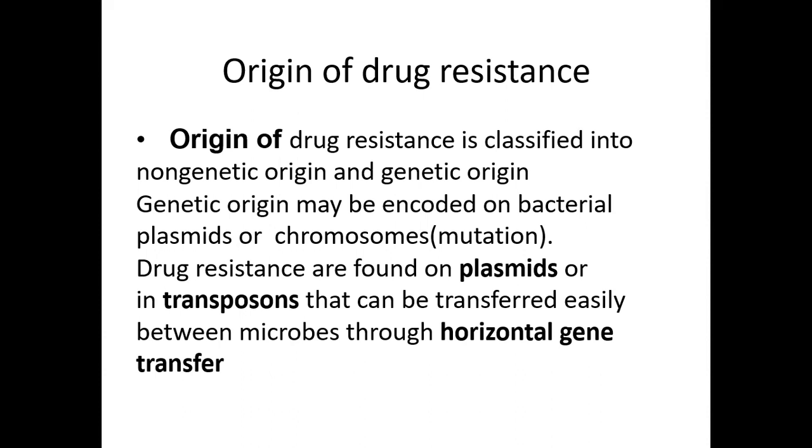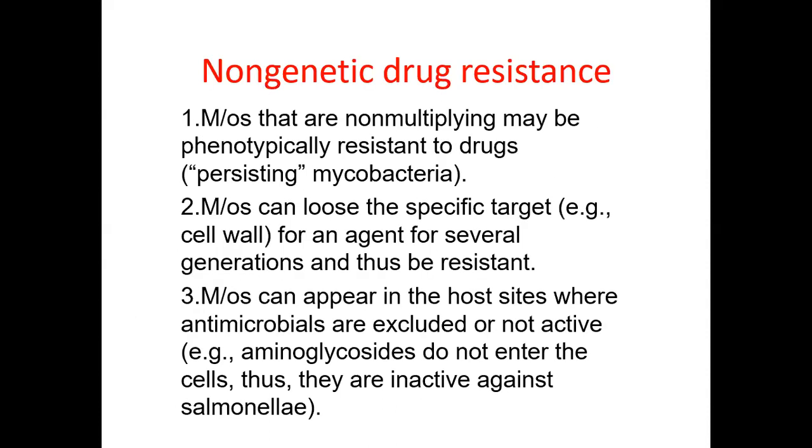So we have two types of resistance. The origin of drug resistance is classified into non-genetic origin and genetic origin. Genetic origin may be encoded on bacterial plasmids and chromosomal mutation. Drug resistance genes are found in plasmids or in transposons that can be transferred easily between microbes through horizontal gene transfer. Non-genetic drug resistance: microorganisms that are non-multiplying may be phenotypically resistant to drugs, such as persistent mycobacteria. Microorganisms can lose the specific target for an agent for several generations and thus be resistant. Microorganisms can appear in host sites where antimicrobials are excluded or not active.